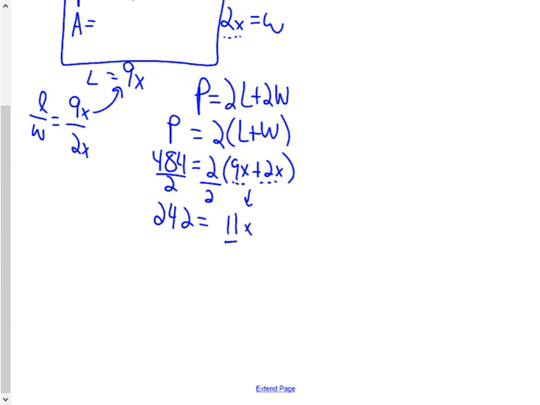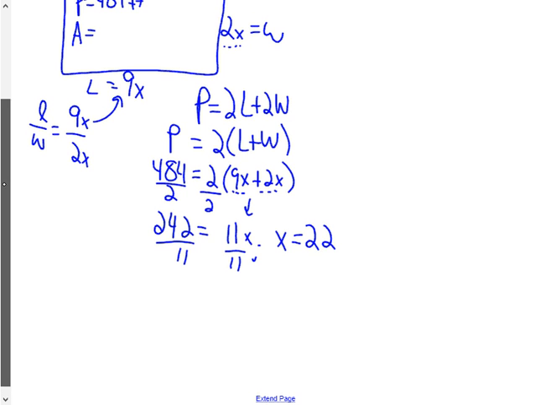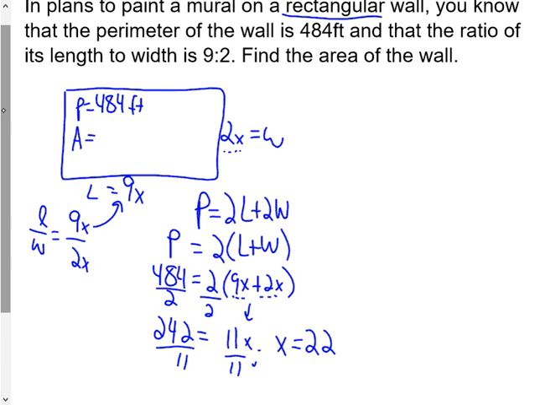So now I'm going to need a calculator one more time to divide by 11, and I get x is, that looks to be 22. That is not my final answer. Go back up. What are we looking for? We're looking for area. x is 22 is not the area.